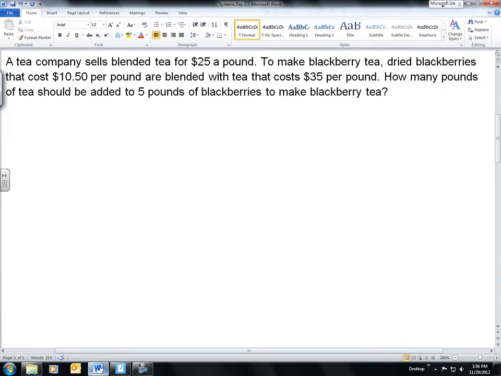So let's give one of the word problems that we had to deal with in class. It says a tea company sells a blended tea mixture for $25 a pound. To make this mixture, which is called blackberry tea, they use dried blackberries that cost $10.50 per pound, and those are blended with regular tea that costs $35 a pound. Now, how many pounds of the regular tea should be added to 5 pounds of the dried blackberries to make the new mixture, which is blackberry tea?